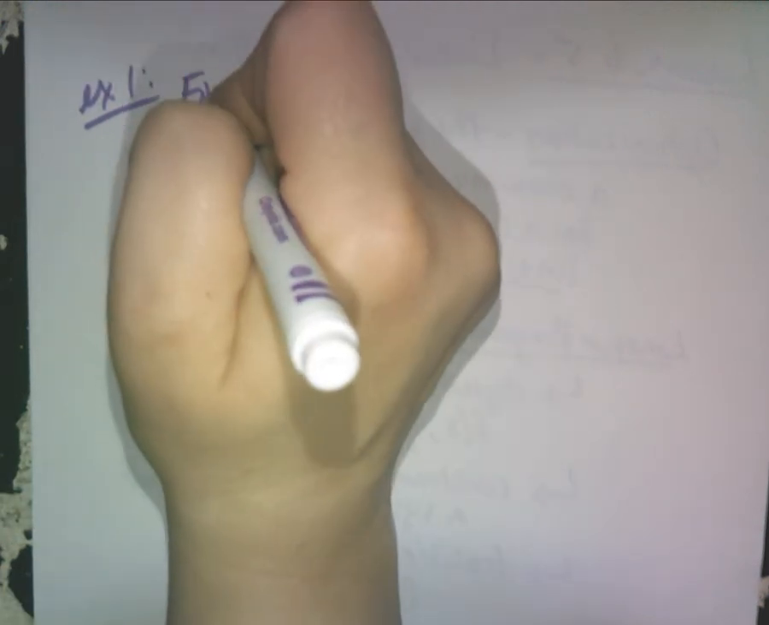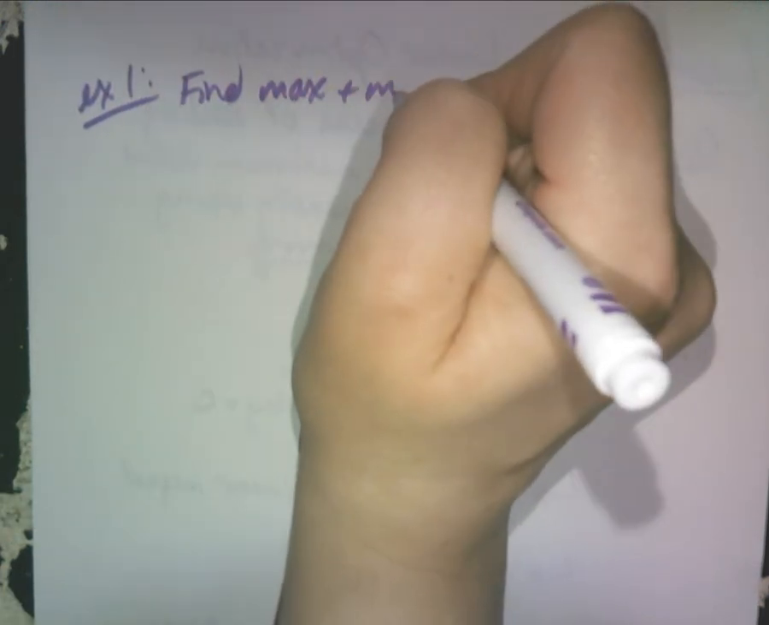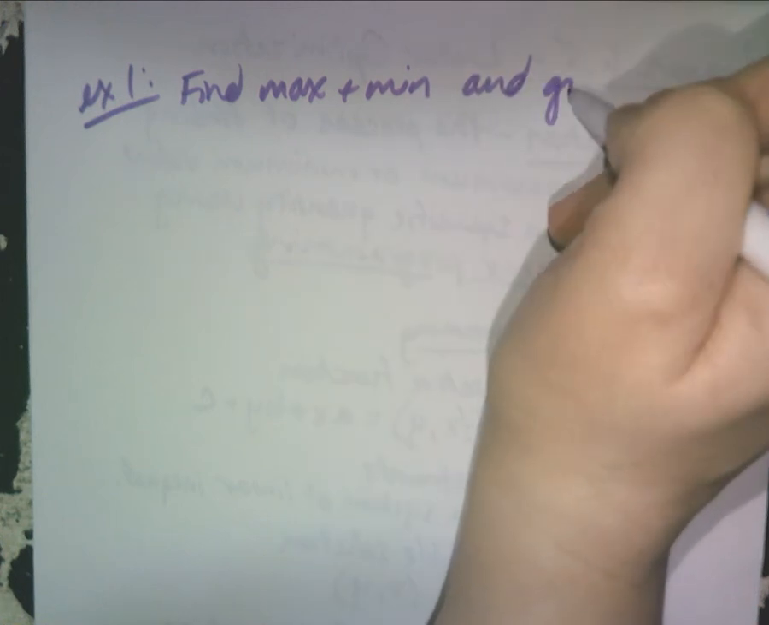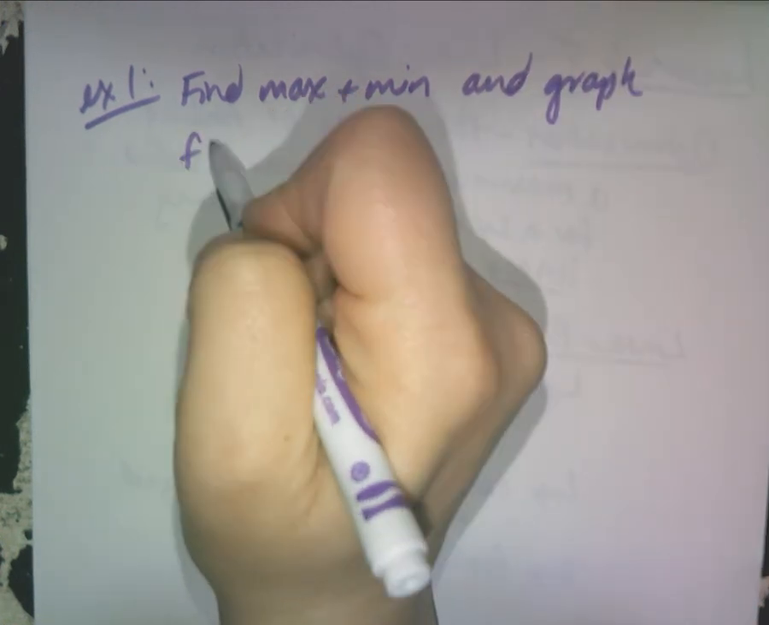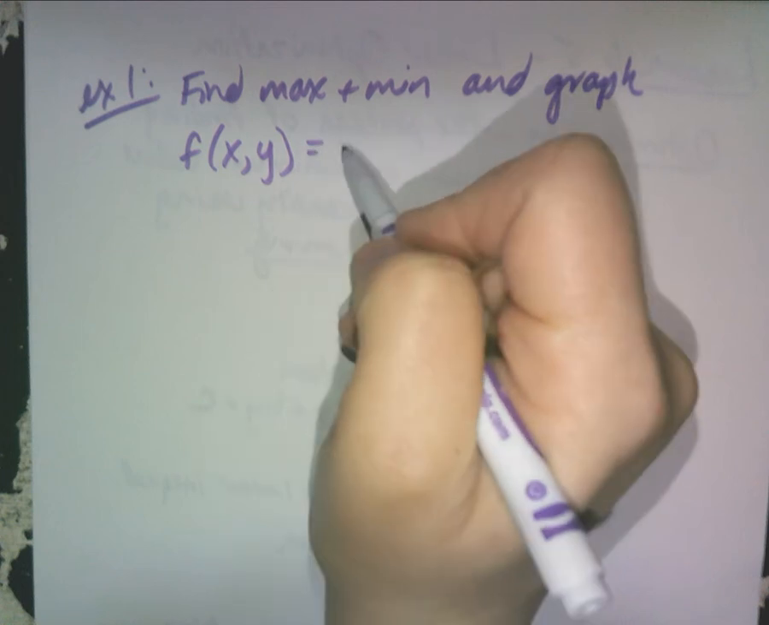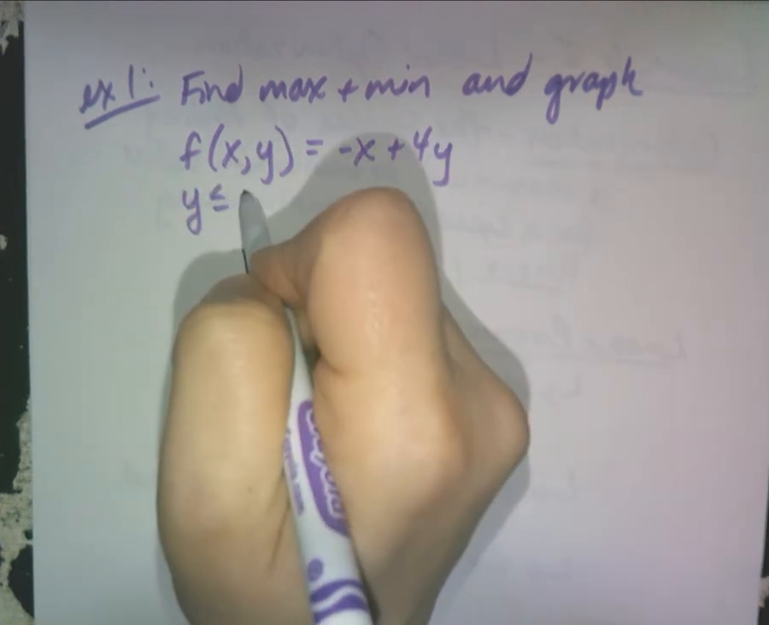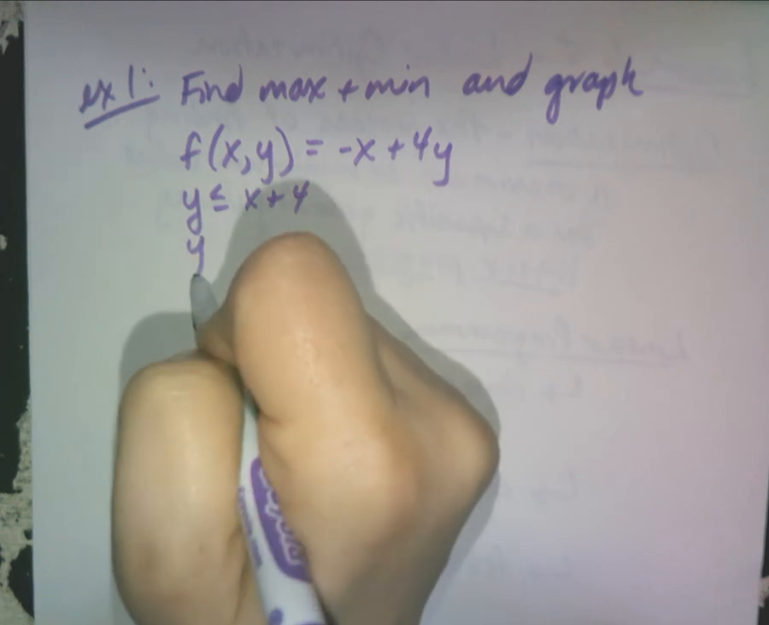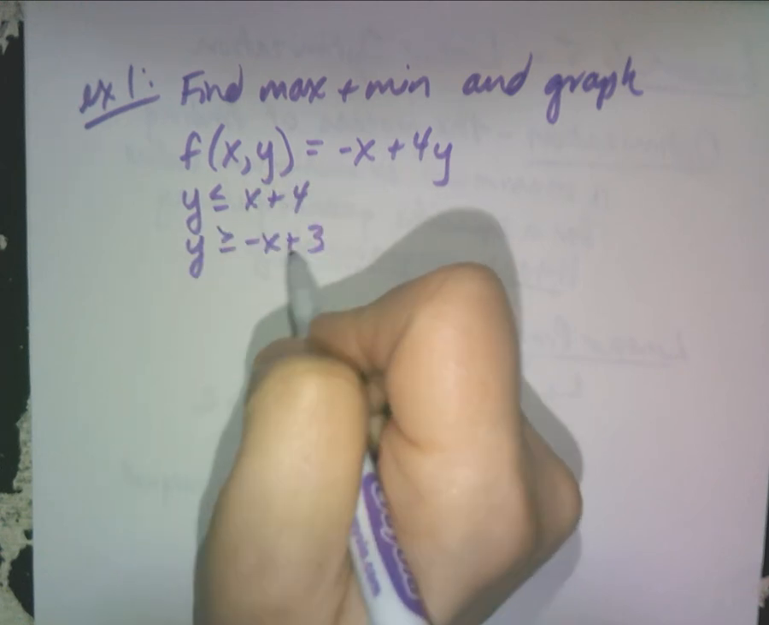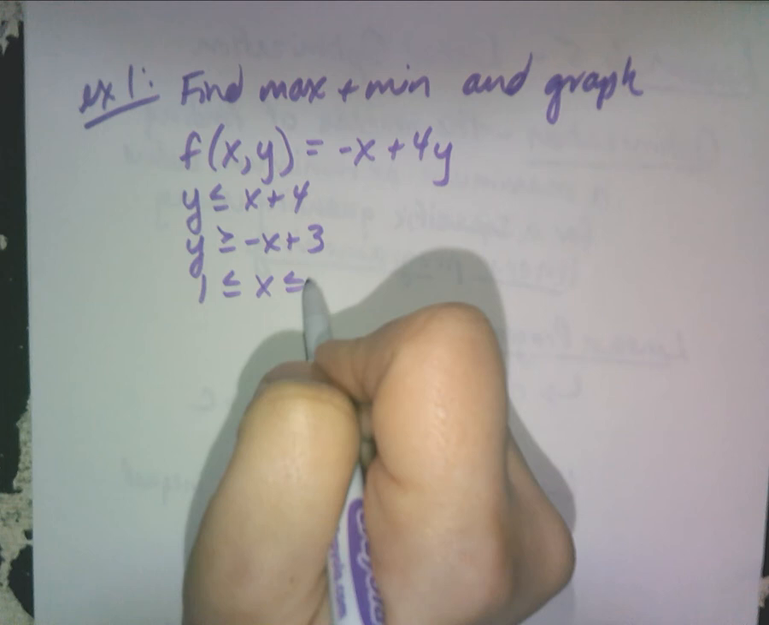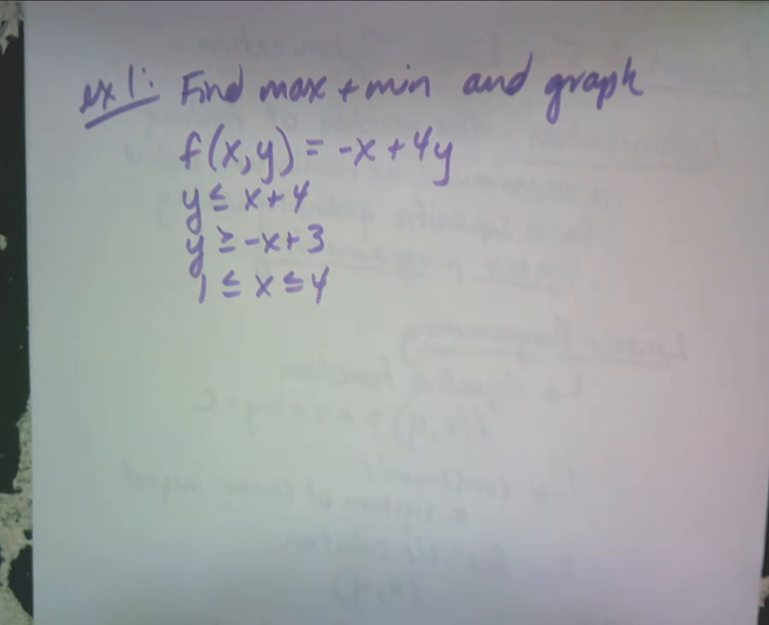All right, so this is our first example, and this is the easier one. We are going to find the max and min, and we're going to graph. They are going to give you the following things. They're going to give you this crazy looking function, and then this system of inequalities underneath it. I'll explain all of these to you so that you know what I'm talking about here. Okay, so all of this they're going to give to you tonight in the homework.